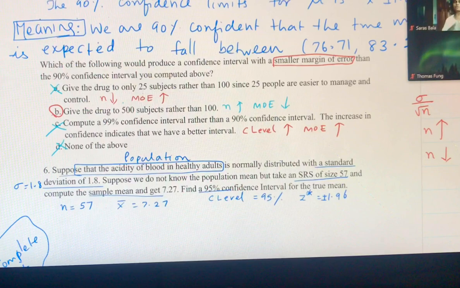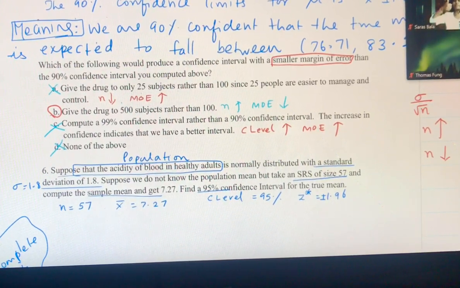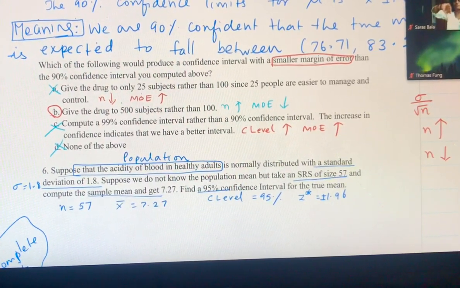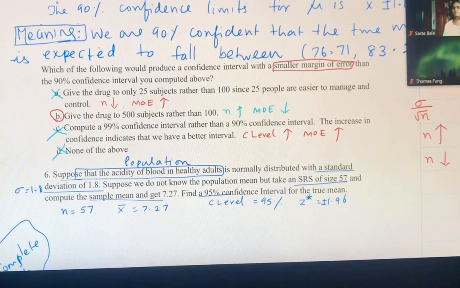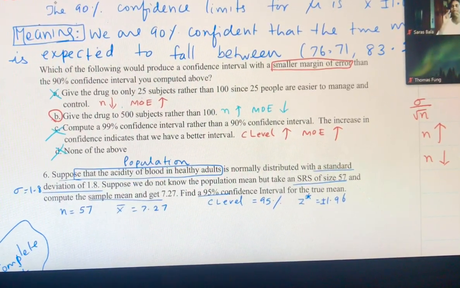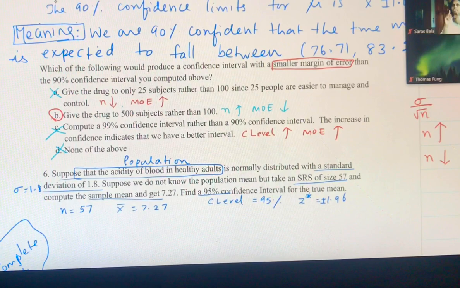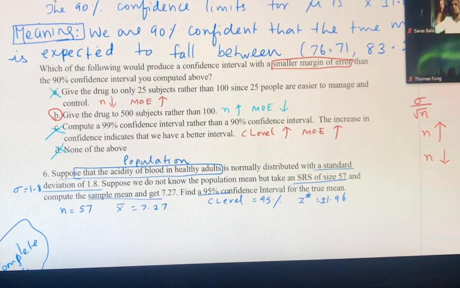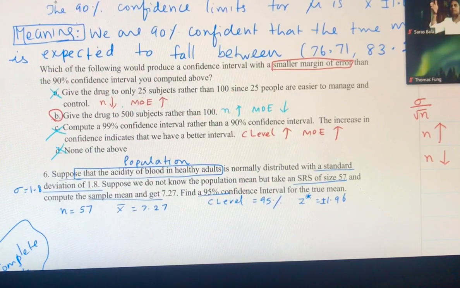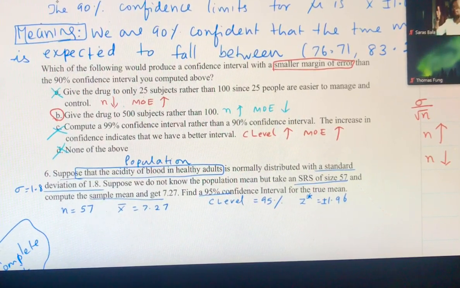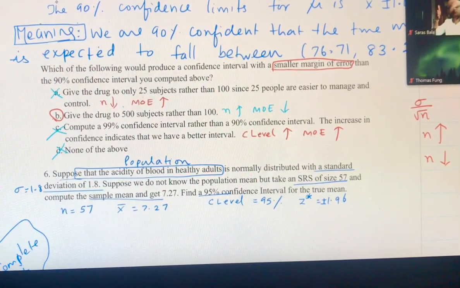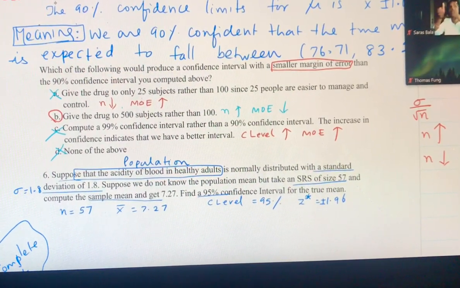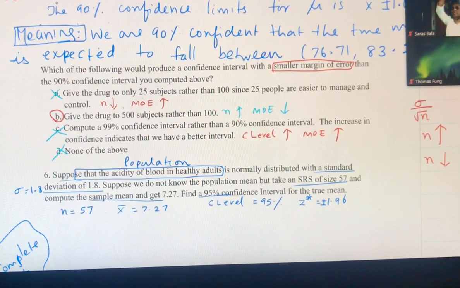So the correct one is, as the sample size increases, your margin of error goes down. That is the correct one. So we have seen two results. One result is, as we increase the C level from 90% to 99%, we get a bigger margin of error. As the sample size n increases, your margin of error is going to be shrinking, and that way the curve is going to be a steeper curve.